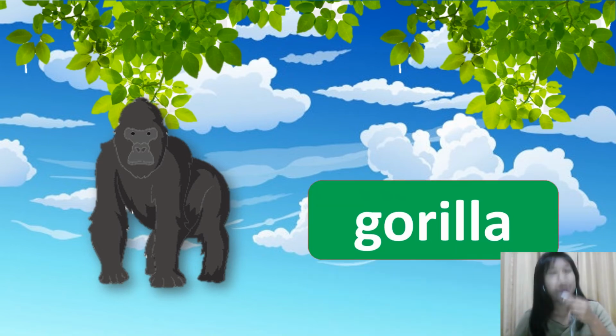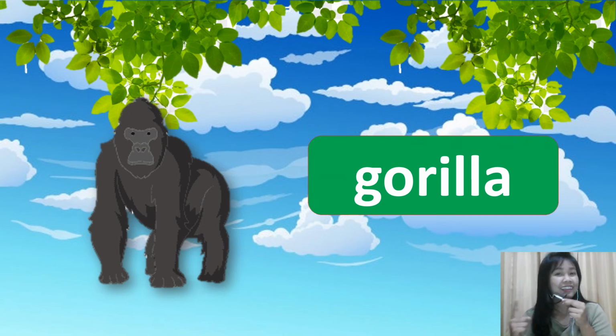Okay, number 3. Can you guess what is it? This animal can do like this. Ha ha ha ha. So he is gorilla. Well done. Correct.